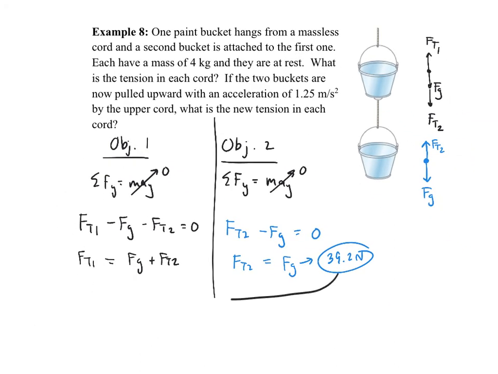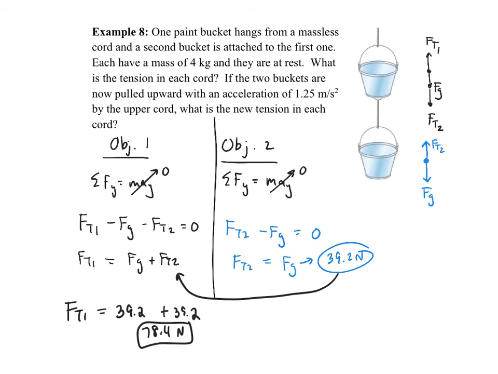I know this is going to go in right there. So the upper rope supports the weight of the upper bucket plus the weight of the lower bucket. As a result, the entire answer is 78.4 newtons. So that's the tension in the upper cable. Double the tension in the lower cable.